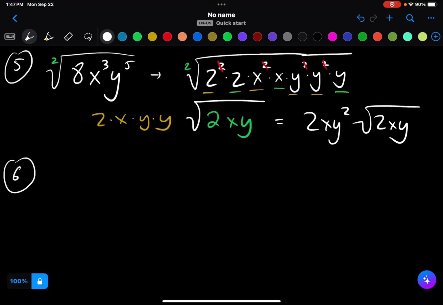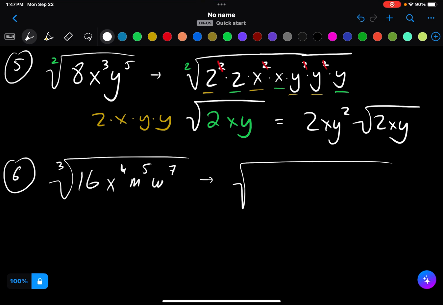For number 6, you have yourself a power 3 radical, and you have 16 x to the 4th, m to the 5th, and w to the 7th. All right. Again, we're going to try to see what we can do here for a partial cancellation. The 16, I can write it as 4 times 4, or I can write it as 2 times 8. And the 8 is 2 times 4, which is 2 times 2.